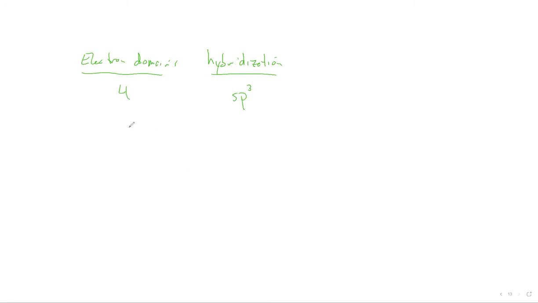All right, what if I only had 3 electron domains? Then you only need 3 hybrid orbitals, right? So 3 hybrid orbitals will be sp2. And what are the bond angles? For sp3 it's 109.5. For sp2, we only need 3, and this is 120. All right, what if I need 2? What about CO2? Only 2. CO2 is sp hybridized, and those electron domains are 180 degrees apart.